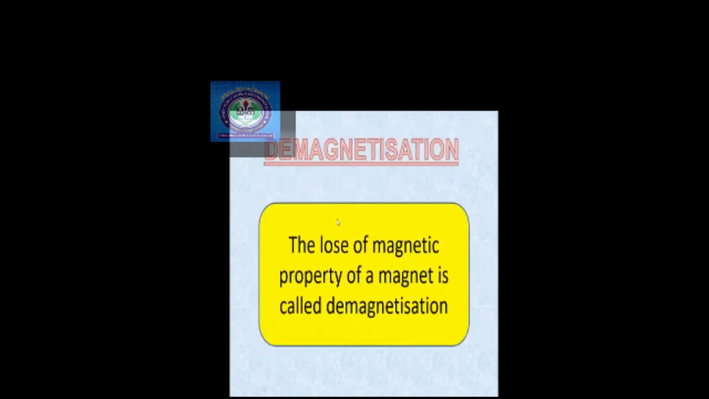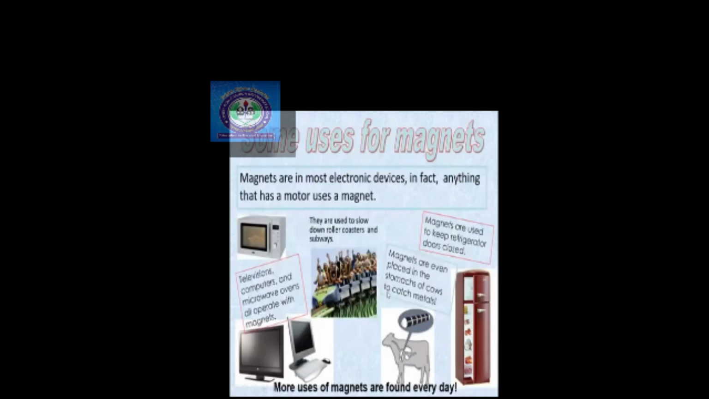Now let us have this definition, which is very important, that is known as demagnetization. Demagnetization is basically the loss of magnetic power of a magnet. This is known as demagnetization. The magnet loses its power and it loses its power of attraction. So that property or condition of a magnet is known as demagnetization, right?